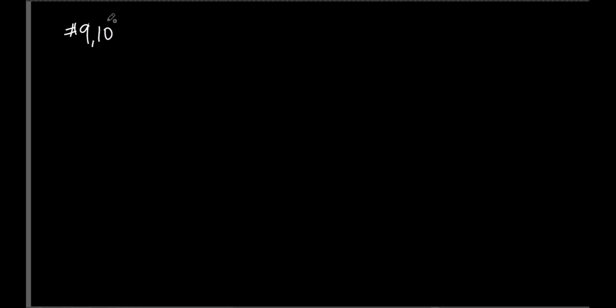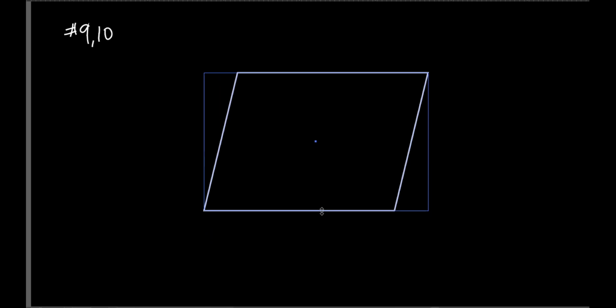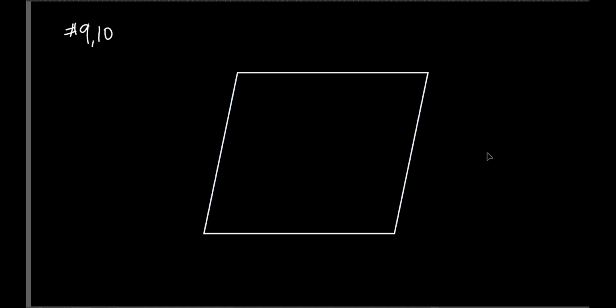9 and 10. This is a rhombus, so let me actually draw it like a rhombus, or as close as I can. I don't think I can get it exactly a rhombus, but I can get close. Let's see. Does that look like those sides are all equal? Maybe a little bit longer. That's pretty close. We'll say that's a rhombus. And of course, they put diagonals in here. We just talked about this a minute ago.